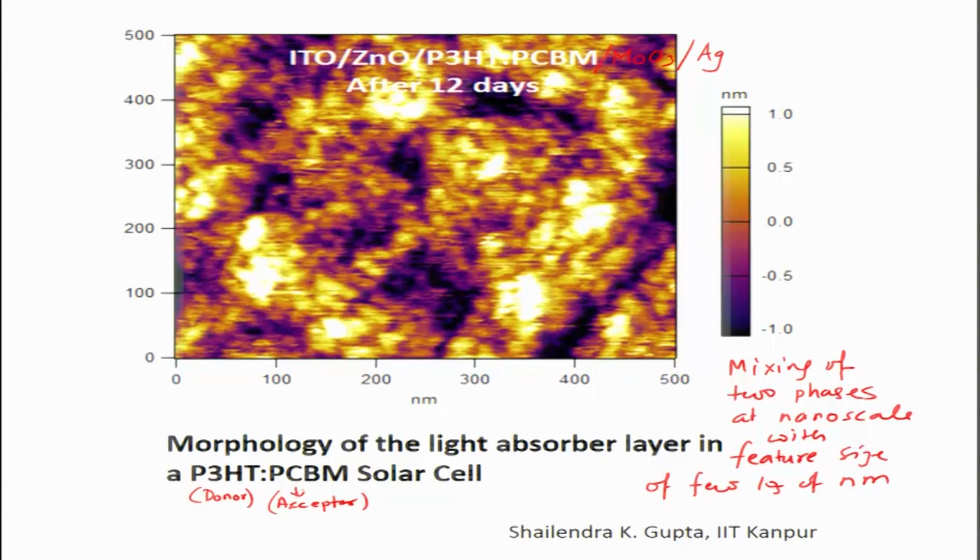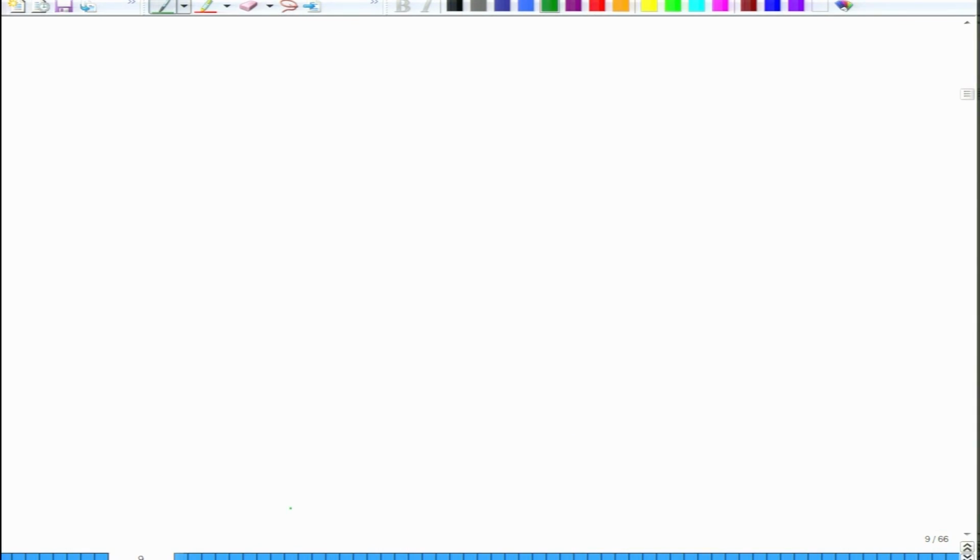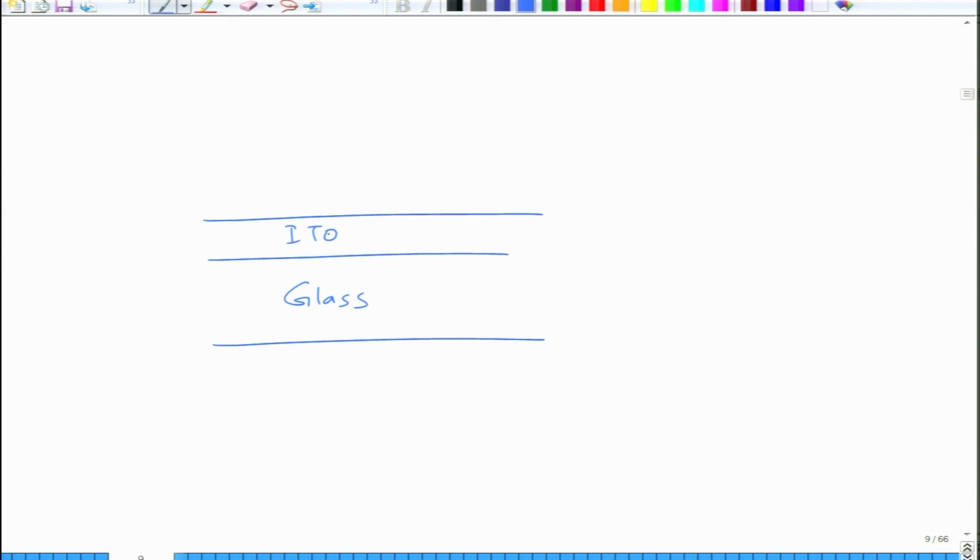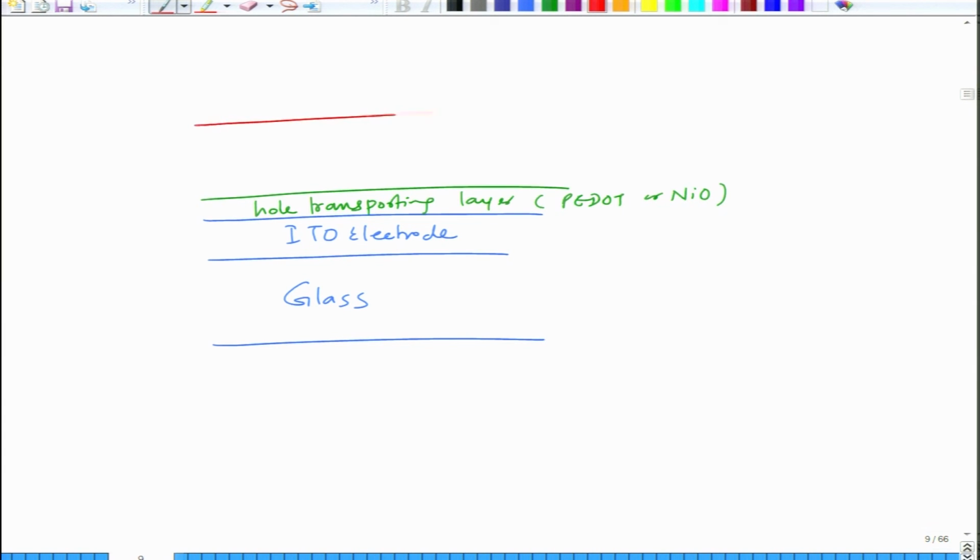So, in reality what we get is a structure like this, and if I give you an example of this solar cell, you can have a glass substrate. On the glass substrate we will have an indium tin oxide electrode. Generally we also have a hole transporting or electron transporting layer, such as a polymer called PEDOT or an oxide called nickel oxide, which promotes the hole transport only, so that on the ITO electrode only holes are collected. Then in between, we have this network of phases.